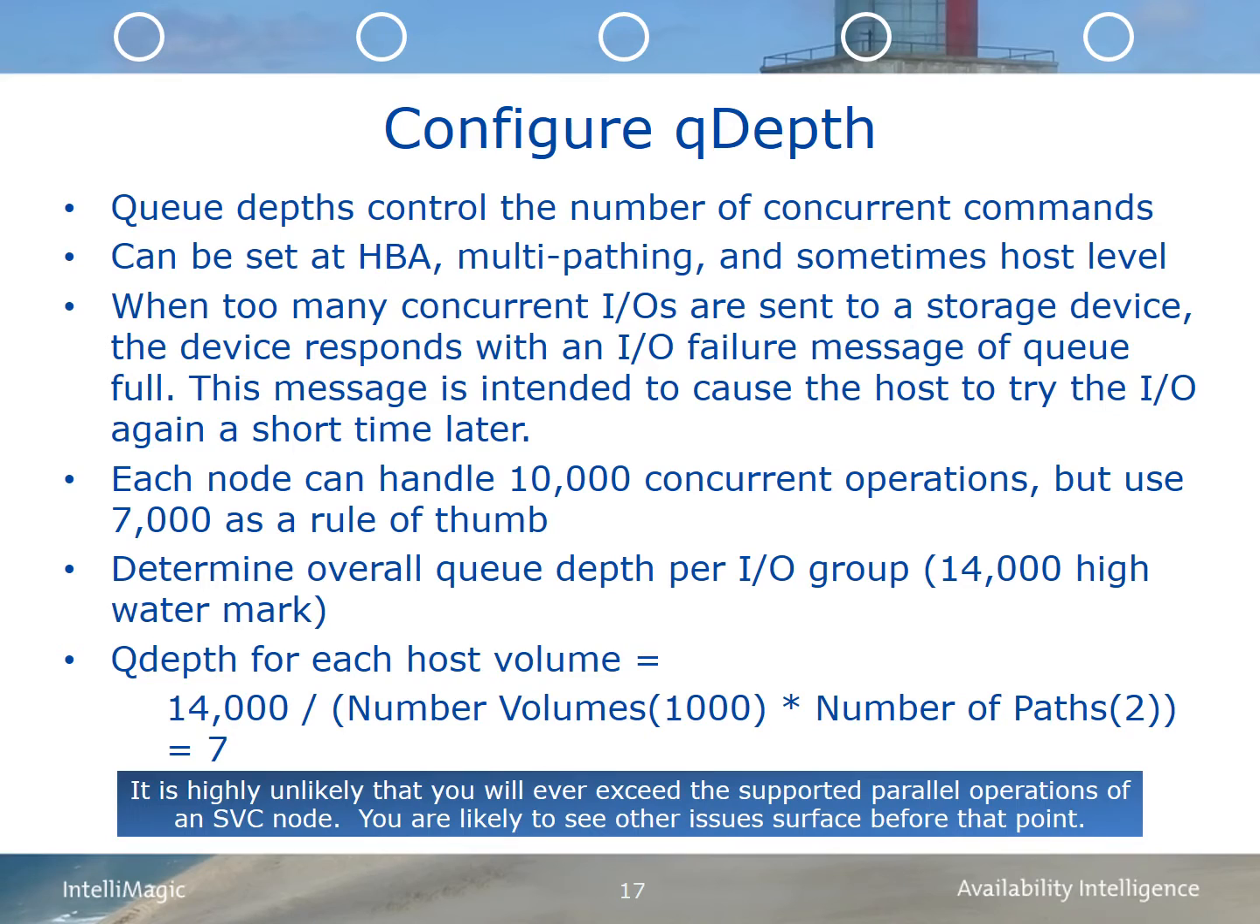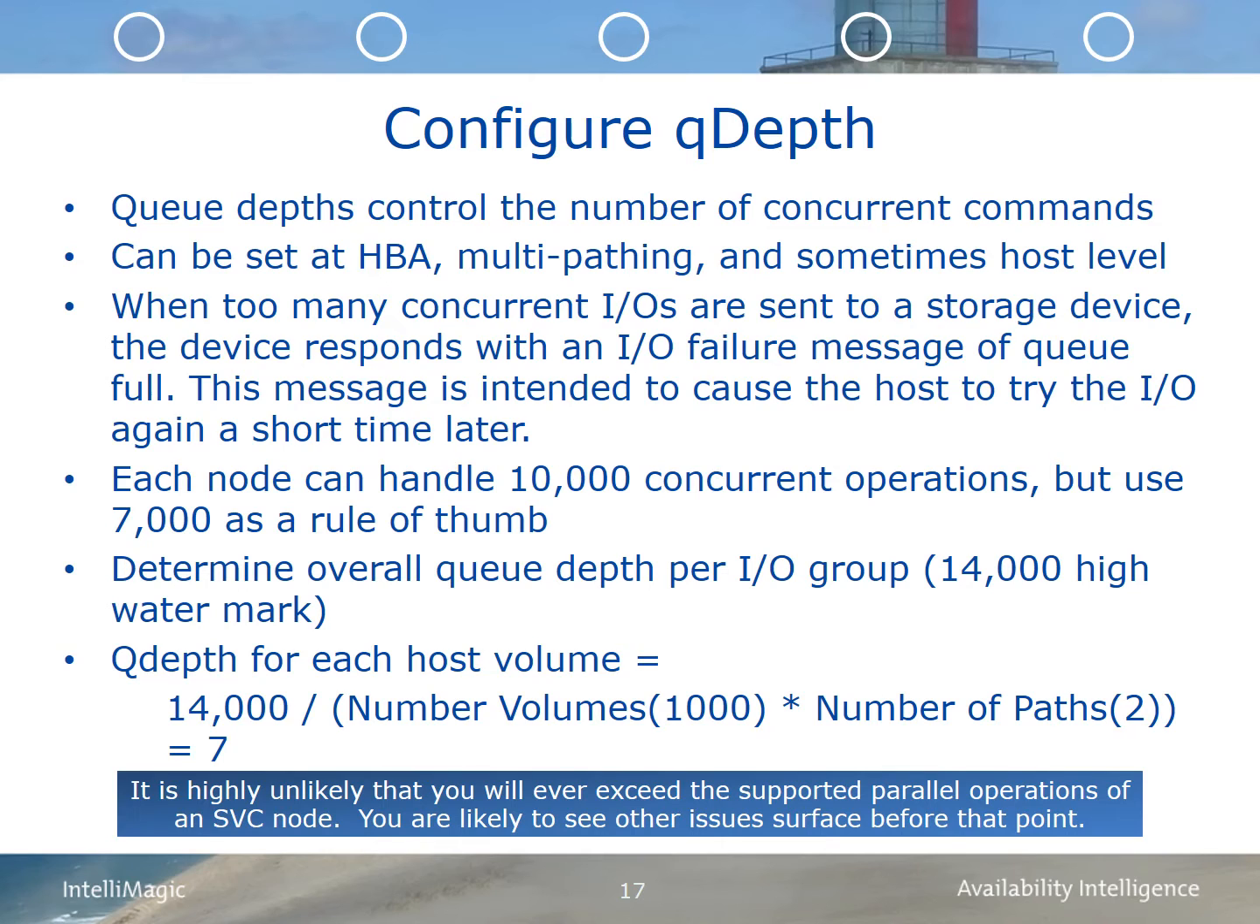Configuring queue depth. The intention of this slide is to provide general guidelines when considering queues on hosts. In general, an IBM SVC CG8 node can handle 10,000 concurrent IOPS, but use 7,000 as a conservative estimate. For the DH8, we assume you can roughly double the number of concurrent operations. So, for an I/O group of CG8 nodes, it should be able to handle roughly 14,000 concurrent I/O operations.